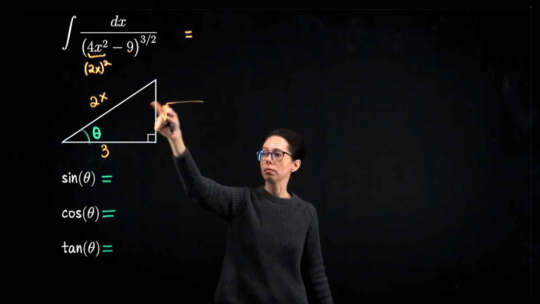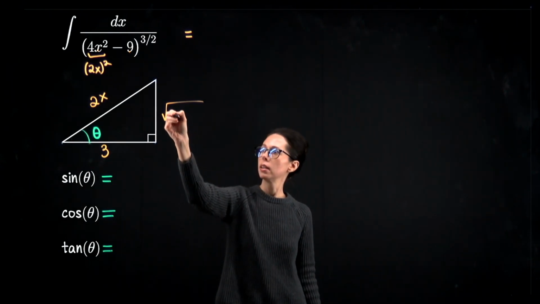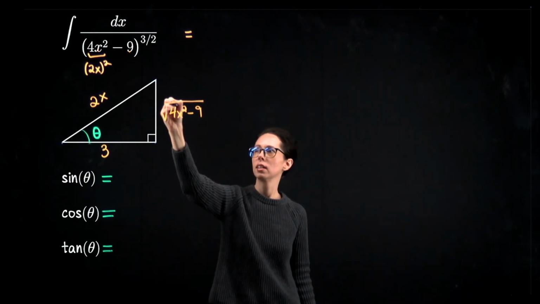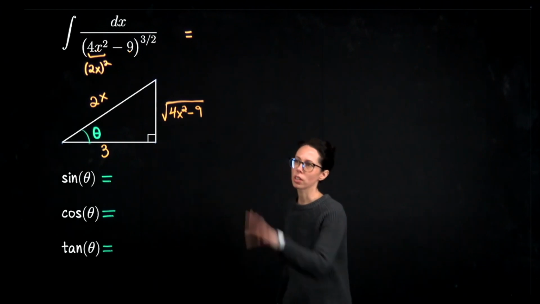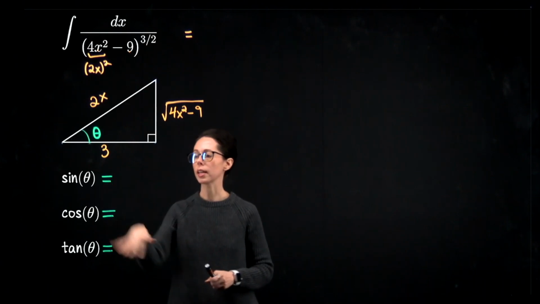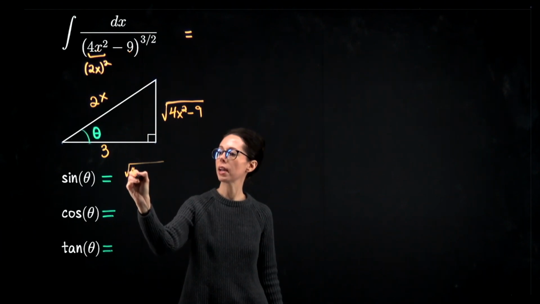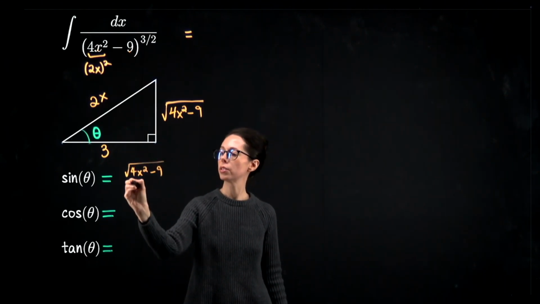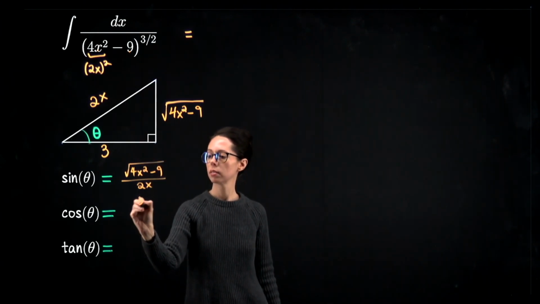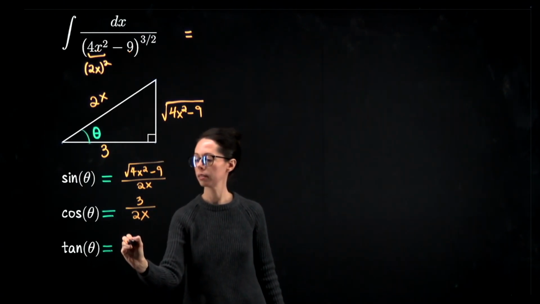So, if you have a choice to make when labeling your sides, put anything with a variable on the opposite side. So this is going to be the square root of 4x squared minus 9. There is a choice you could make here, but usually the trig is better when you put this on the opposite side. Let's see what that trig looks like. So we've got sine, cosine, tangent. Sine is going to be the square root of 4x squared minus 9 over hypotenuse of 2x. Cosine is going to be 3 over 2x. And then tangent is going to be the square root of 4x squared minus 9 over 3.